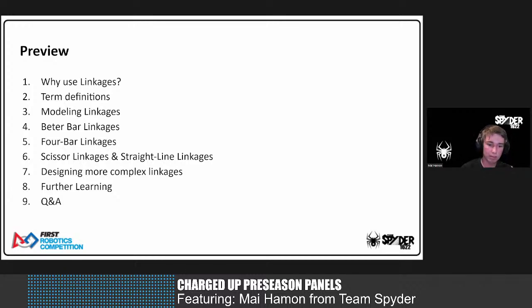Next, we're going to be going over the basics of modeling linkages in CAD software. And then we're going to be going over the two most common linkages in FRC, which are the beater bar and the 4-bar. And then we're going to go over two of the more niche linkages that are used in FRC, which are notably scissor linkages and straight line linkages.